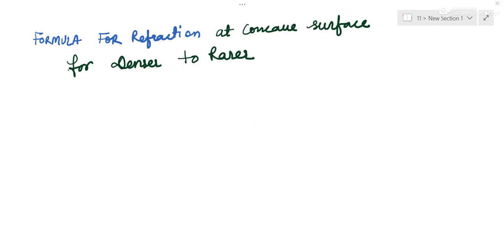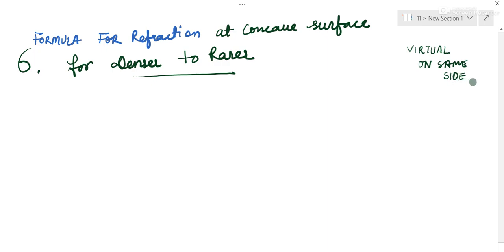Try. Let us look at the case number 6, that is second case of concave, denser to rarer. Again, we don't need to tell that image is virtual because it always forms virtual image. So it forms virtual image. What is special about virtual image? It is on same side of object.